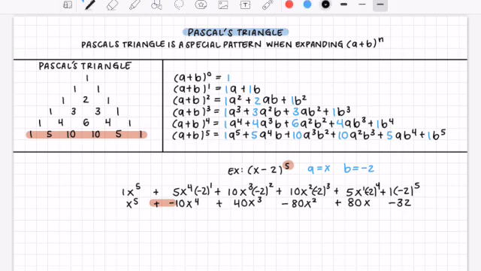So right here, that just becomes x to the power of 5 minus 10 x to the power of 4 plus 40 x to the power of 3 minus 80 x to the power of 2 plus 80x minus 32. And that would be my final answer. So hopefully this helped. Good luck.